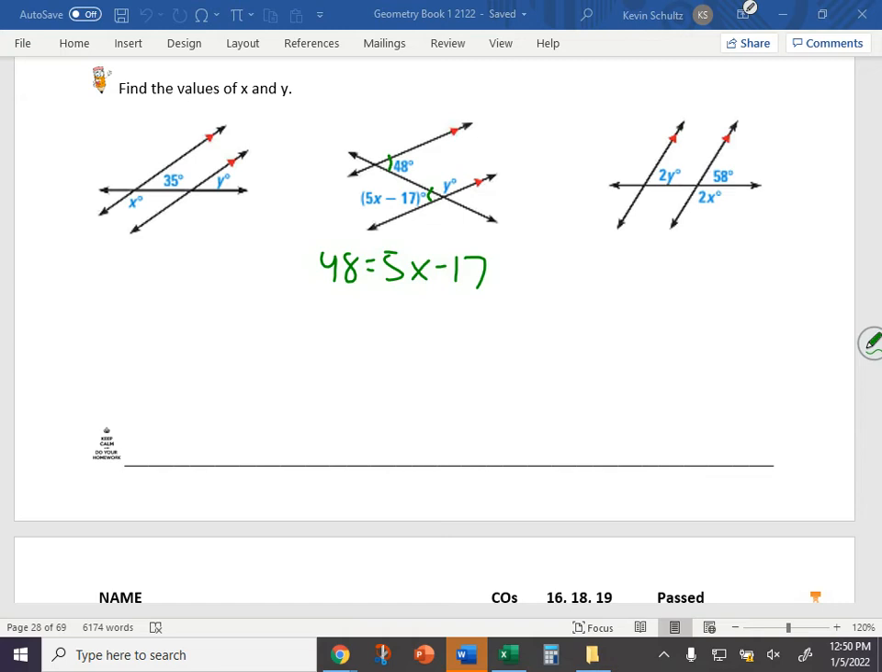All right, Nathan? Consecutive interior. Consecutive interior angles, right? Same side of that transversal, inside the parallel lines. What is the relationship for consecutive interior angles? Yeah? Supplementary. So angle y would have to be, well, 132. Okay.